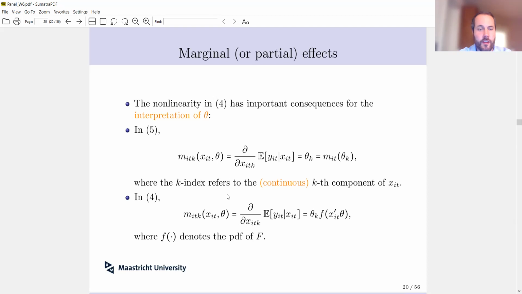What you see here is that the marginal effect depends on the parameter. It depends, however, also on the x. So depending on which x you plug in, the marginal effect will be different. For instance, if x is very large, the marginal effect may be very different from when x is very small.